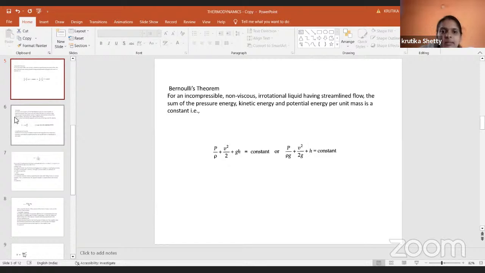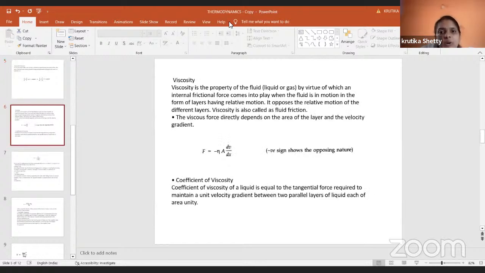So this is Bernoulli's theorem. ಹೌದಾ? Next, viscosity. So this is the property of the liquid. So ಇದೇನಿದೆ ನೋಡಿ, viscosity ಅನ್ನೋದು property of the fluid or the liquid, by virtue of which an internal frictional force comes into play when the fluid is in motion in the form of layers. ಅಂತಂದ್ರೆ if you consider this as a pipe, ಇಲ್ಲಿ liquid ಏನಾದ್ರೂ flow ಆಗ್ತಾ ಇದ್ರೆ ಅದರಲ್ಲಿ different layers ಇರುತ್ತೆ. ಹೌದಾ? So in between the layers whatever opposition there is, that opposing force and the property is called what? Viscosity. Opposing force is called viscous force and the property is called viscosity. Okay, so this viscosity is also called what? Fluid friction anta kuda ಹೇಳ್ತಾರೆ.